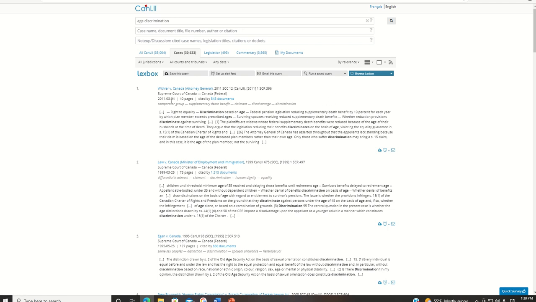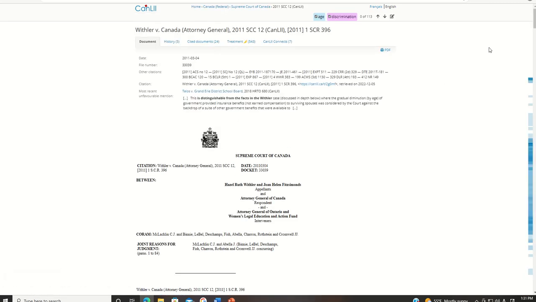So here we have the top one, Whistler and Canada Attorney General. It's Supreme Court of Canada. Right to equality, discrimination based on age. So this is exactly what I was looking for. Hooray! Federal pension legislation reducing supplementary death benefit by 10% each year when you get older. Okay, so it's a very, very specific type of dispute. But this is good. I found a Supreme Court decision that deals with age discrimination.